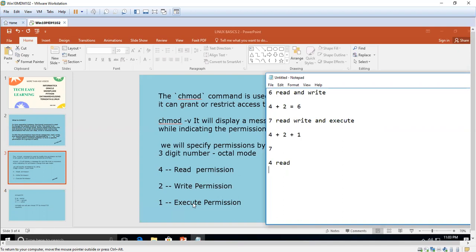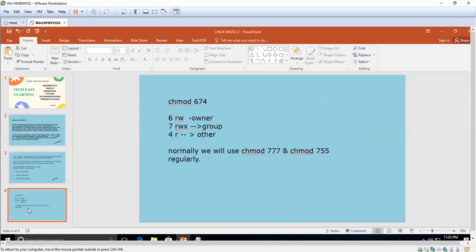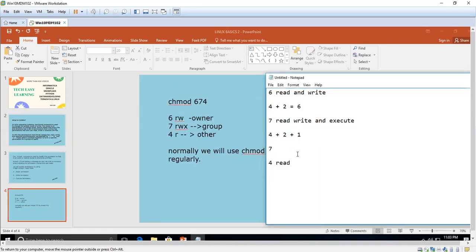Here I think you can easily understand. How we arrived at 6: 4 plus 2 is equal to 6. This 4 stands for read and 2 stands for write. How the number 7 comes: 4 plus 2 plus 1. This is 4, this is 2, this is 1. 4 plus 2 plus 1 is 7. And 4 stands for the read permission. This is how the number 674 is arrived.